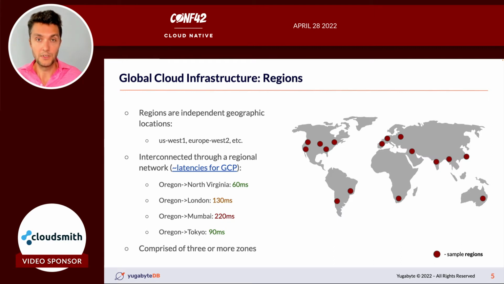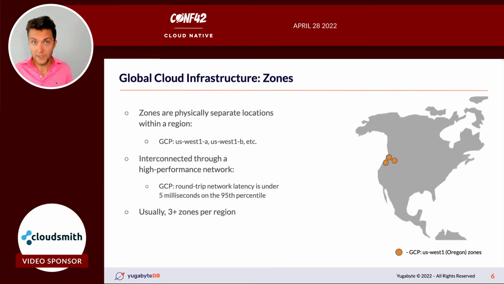Going from the regions, every region consists of zones. And a zone is a separate physical location within a region. So on this map, we have approximate boundaries of the US West 1. We have 3 zones in this region. And usually you have 3 or more zones for high availability needs.